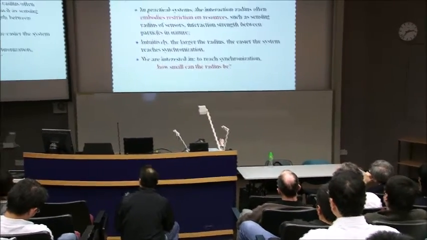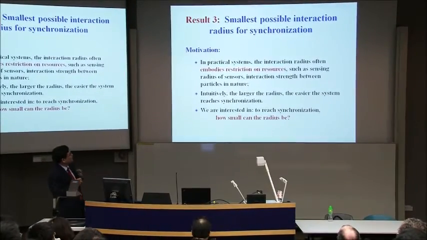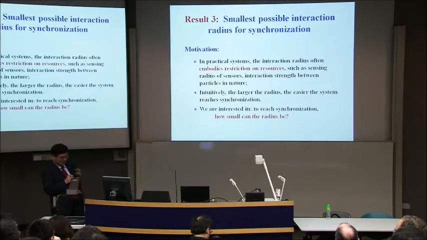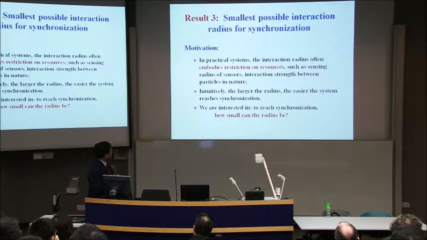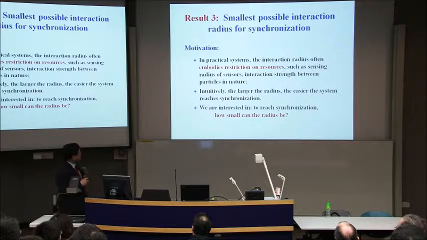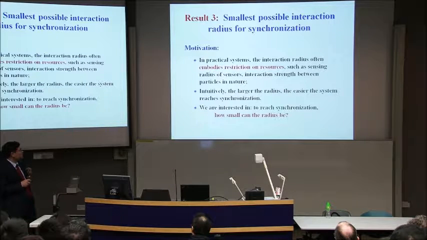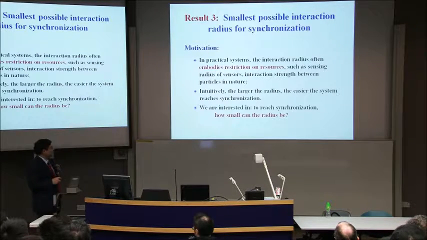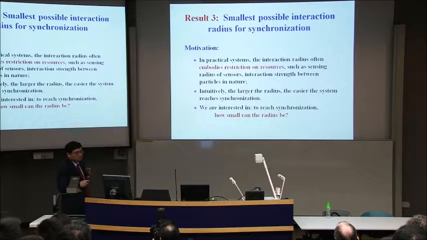So the third result is that we try to understand the smallest possible interaction radius for synchronization. In practice, the interaction radius often embodies restrictions on resources such as the sensing radius of sensors, or interaction strengths between particles. And intuitively, the larger the radius, the easier the system reaches synchronization. We are interested in how small the radius can be to reach synchronization.